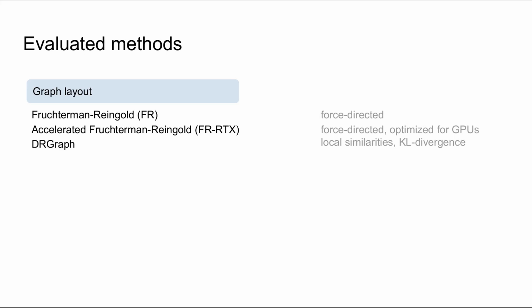For graph layout methods, we selected Fruchterman-Reingold and dr-graph as representatives. The Fruchterman-Reingold algorithm is a classical force-directed approach, but it is not very scalable. We were intrigued by a new accelerated version that is optimized for GPUs, which is one of the motivations for this study. dr-graph, on the other hand, is based on t-SNE and preserves local neighborhoods by matching node similarities in the high and low dimensional space.